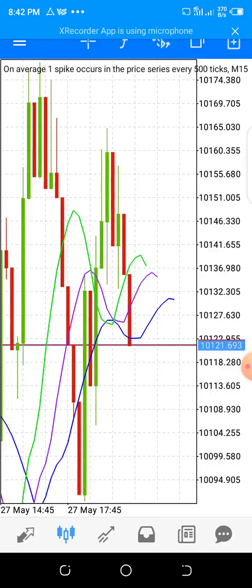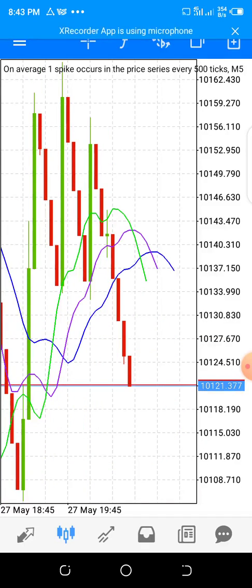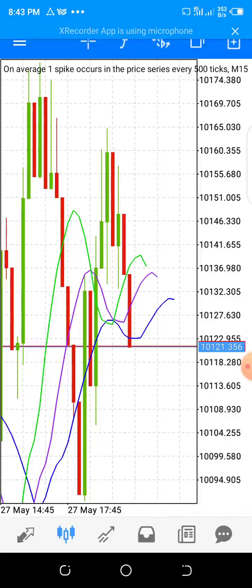Let's wait. This is patience. Without the patience, you cannot. Let's see. 5 minutes, it's almost done. Almost done. And then it's either a spike or it gives a bearish candle. Either a spike comes or a bearish candle comes.